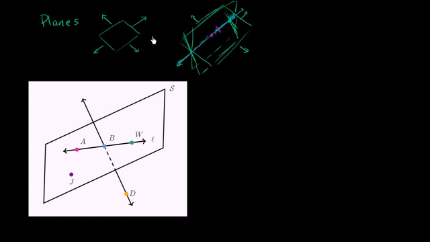Let's try 3. Well, let's be careful here. I could put a third point right over here, point C. And C sits on that line, and C sits on all of these planes. So it doesn't seem like just a random third point is sufficient to pick out any one of these planes.